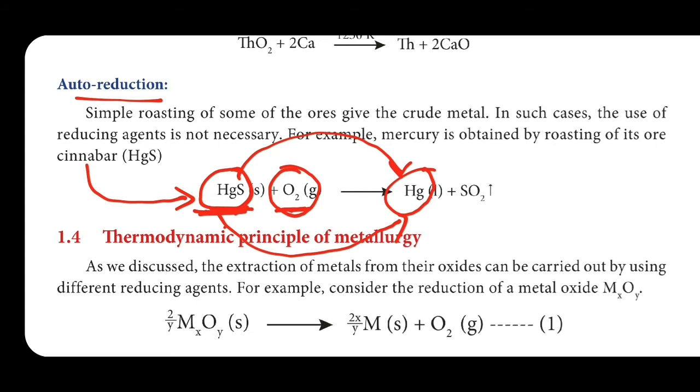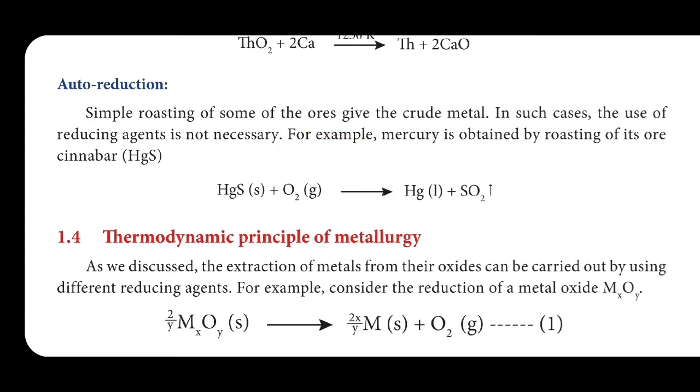In such case, the use of the reducing agent is not necessary. For example, mercury is obtained by roasting of its ore cinnabar. Mercury is obtained by roasting the ore of cinnabar. Here we didn't use any reducing agent like carbon monoxide.